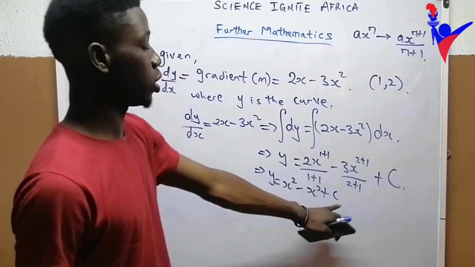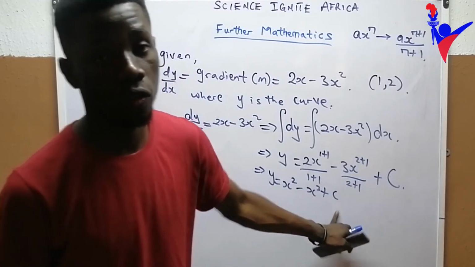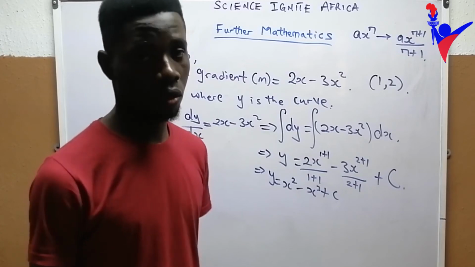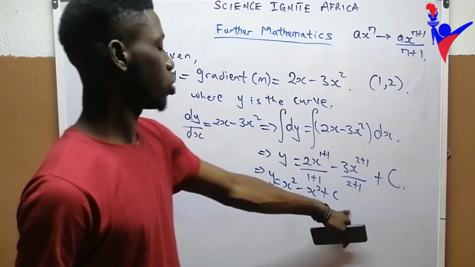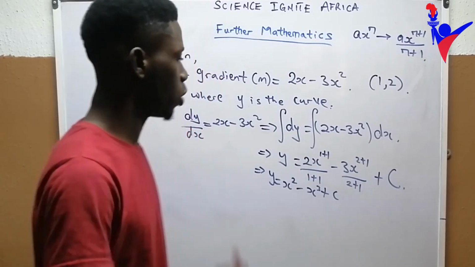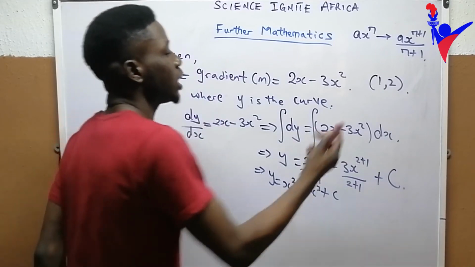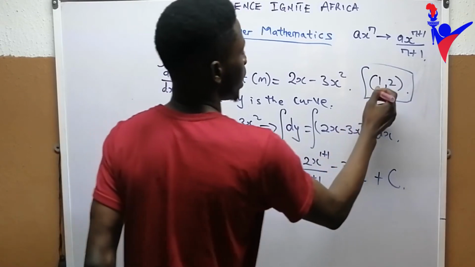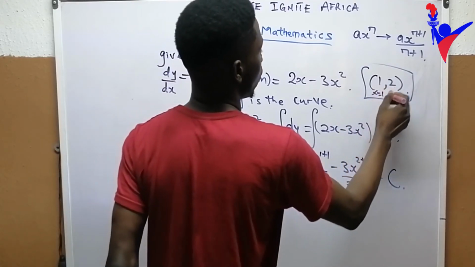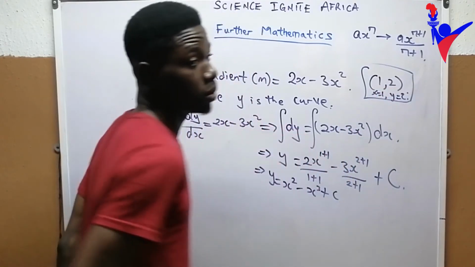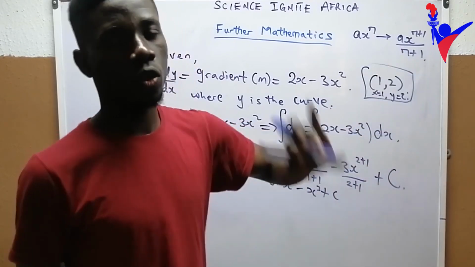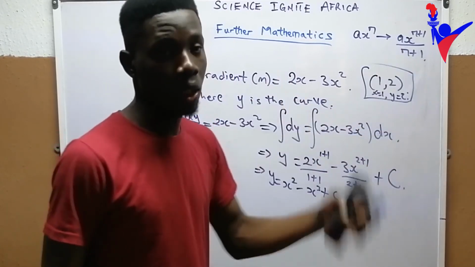So this c, we should find a way of finding its value, which will be the right thing to do. So we have to look for the value of c here. To look for the value of c, this information will be very, very useful. This implies that when x is equal to 1, y equals 2. That's what this means. This (1, 2) is a point that lies on the curve, a point whereby when x equals 1, y equals 2.